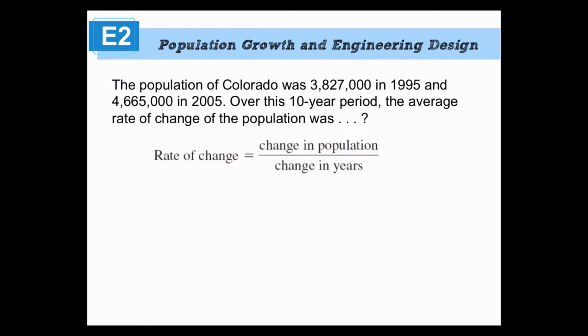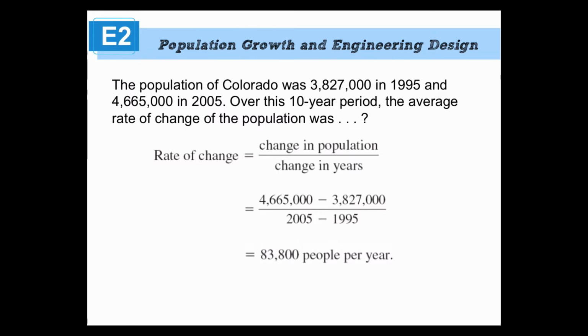Okay, so rate of change then, we're comparing population, aka people, to years. How much did it go up? And so you get that rate of change. And then you can do the calculation if you'd like, and you find out that it's 83,800 people per year from 1995 to 2005.